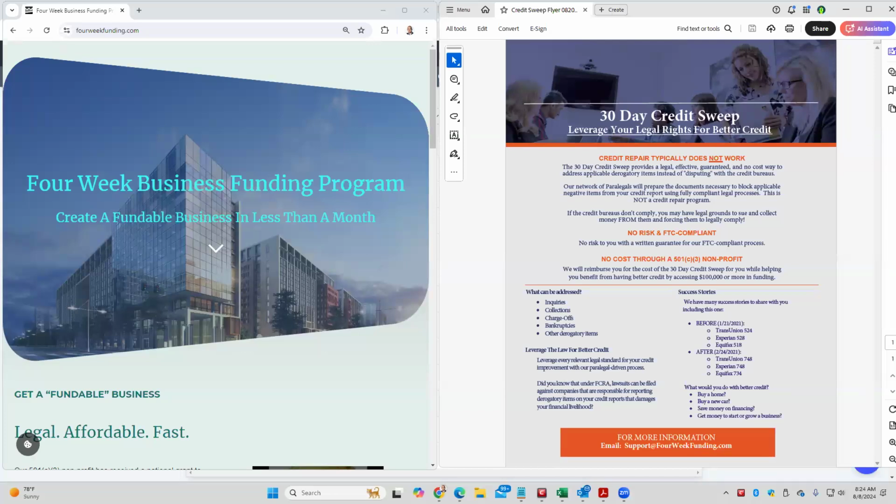Does personal credit matter for business funding? It depends. Some lenders look at personal credit heavily. Some of them don't look at it at all. Some of them have some partial consideration. We can legally and ethically, without using credit repair, help people improve their credit through this process. It's an advanced strategy. It's a legal strategy, and it works well.